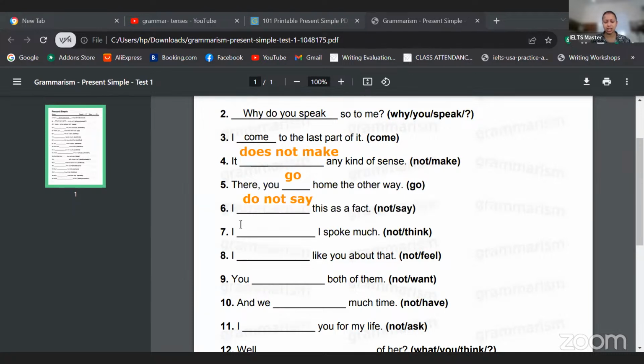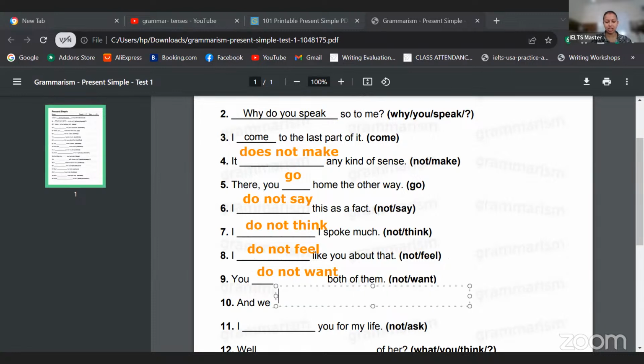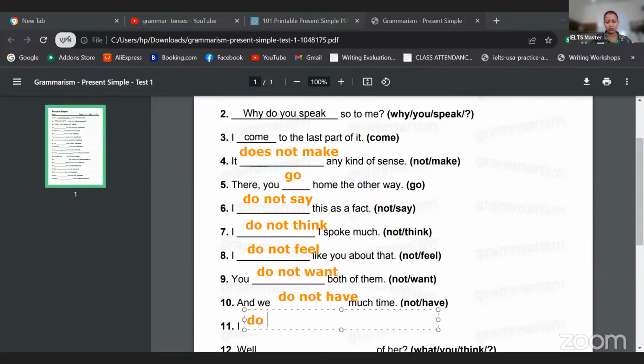I not think. I do not think. I not feel. I do not feel. You not want. You do not want. And we not have. And we do not have. I not ask, I do not ask. Is that clear?